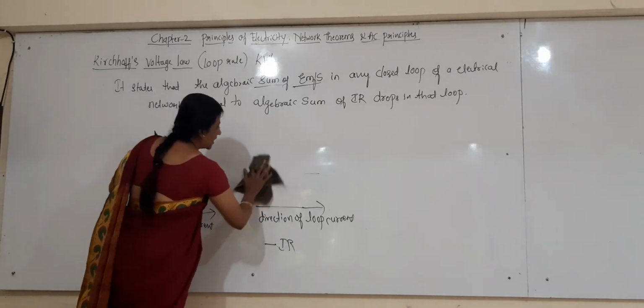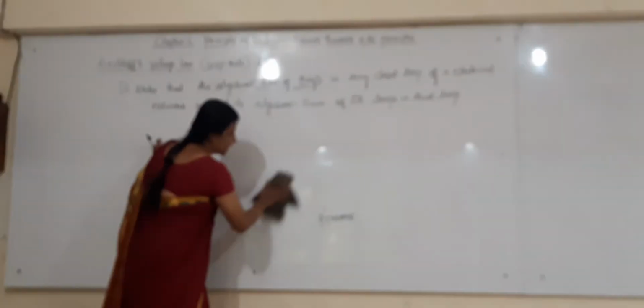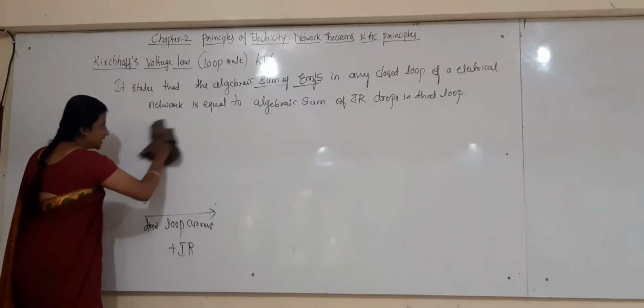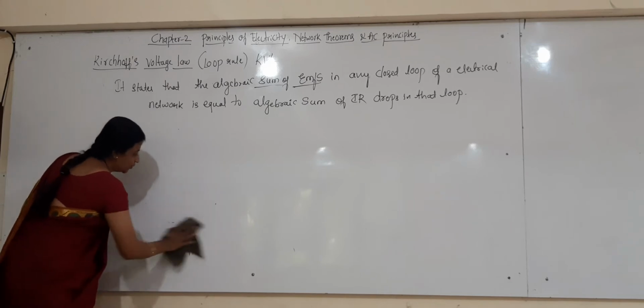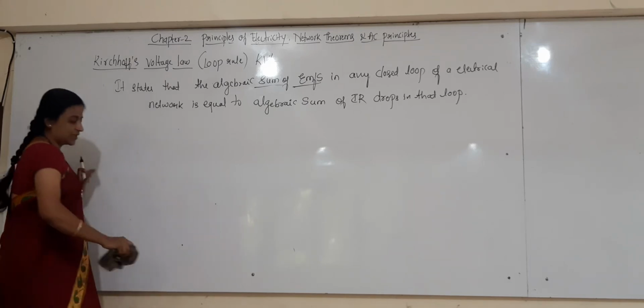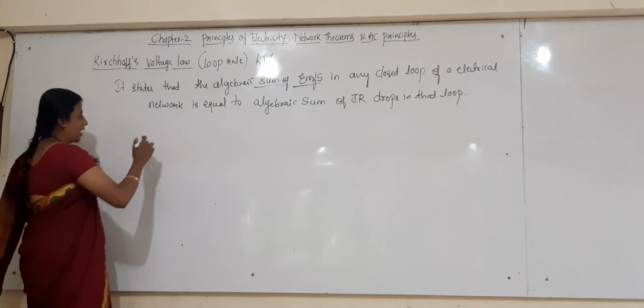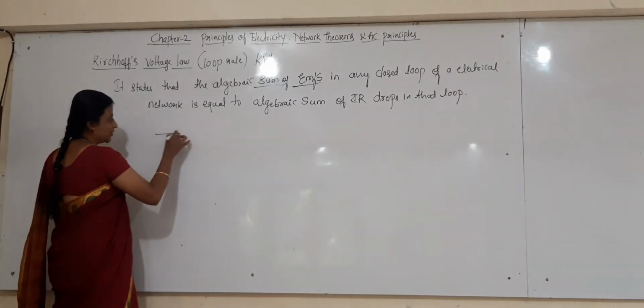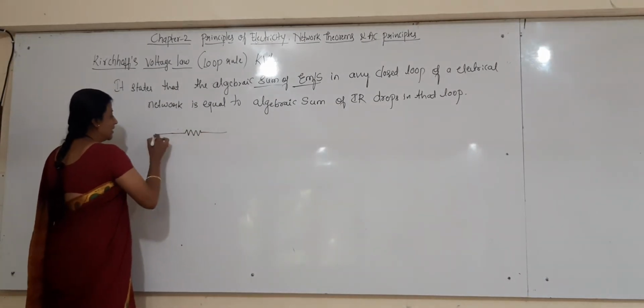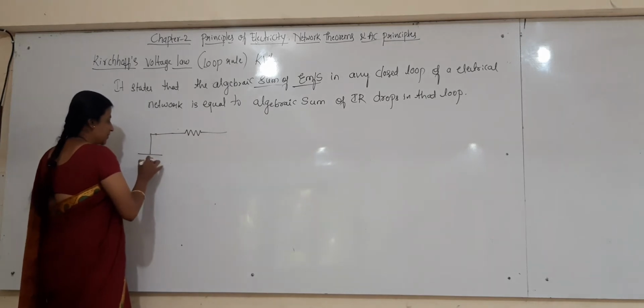Illustration of our KVL. For understanding purposes, consider a simple circuit. Let us consider a simple circuit consisting of 2 EMFs and 2 resistors. What all the sign conventions we have to use in that circuit? Let us consider the circuit consisting of 2 EMFs here.